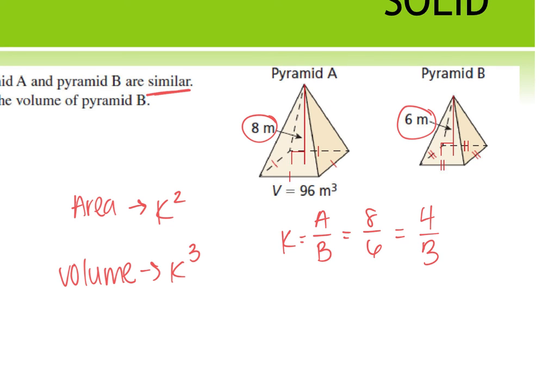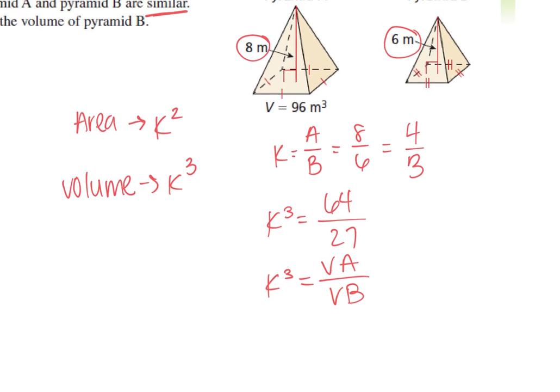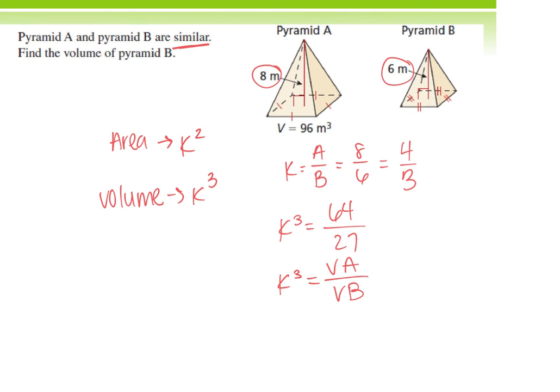And then all we do is we just cube it. So K cubed is going to be 4 cubed over 3 cubed, which is 64 over 27. So this is our scale factor for the volume. We have to cube it in order to get the scale factor for the volume. So K cubed should be proportional to the volume of A over the volume of B. And we don't know the volume of B. That's what we're trying to figure out. So 64 over 27 is equal to the volume of pyramid A, which is 96 meters cubed, over the volume of B.